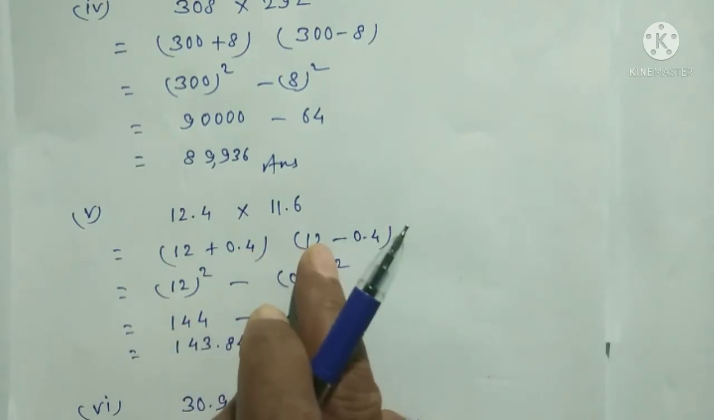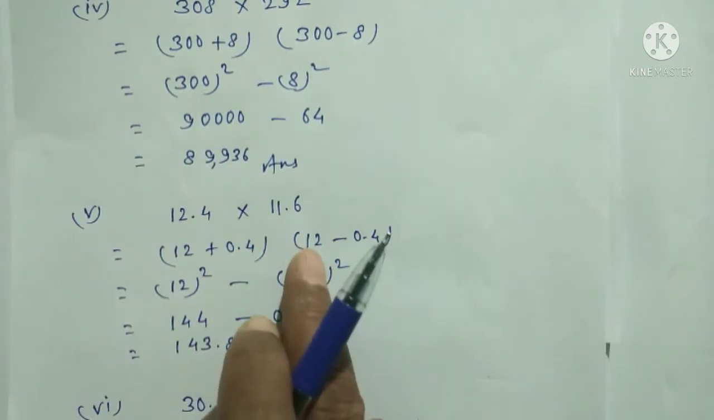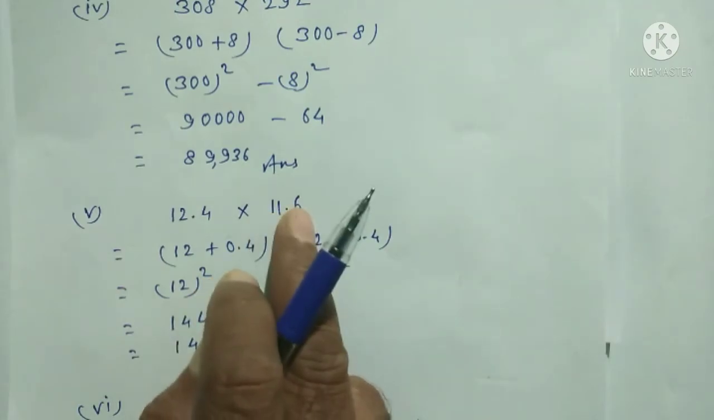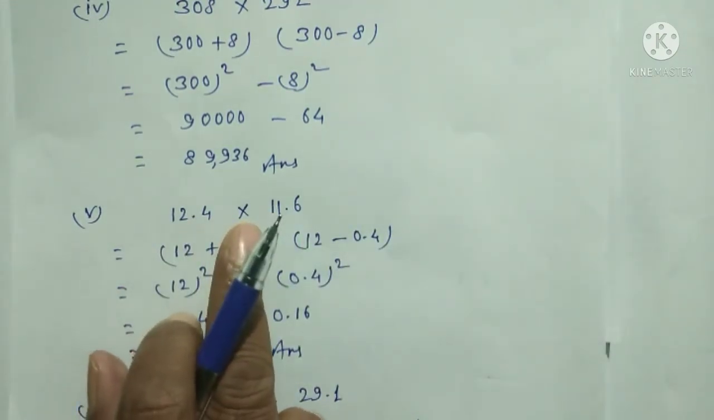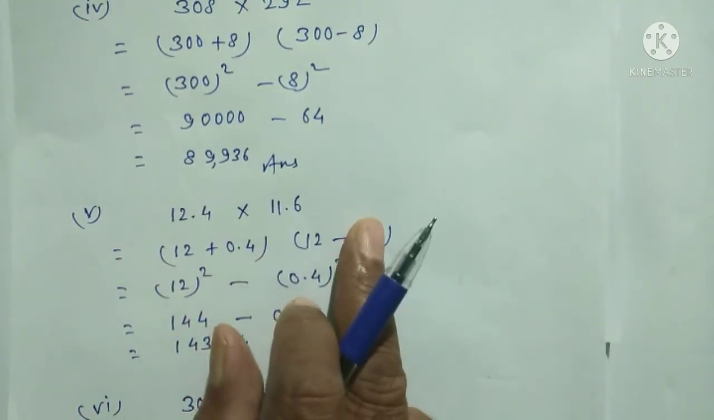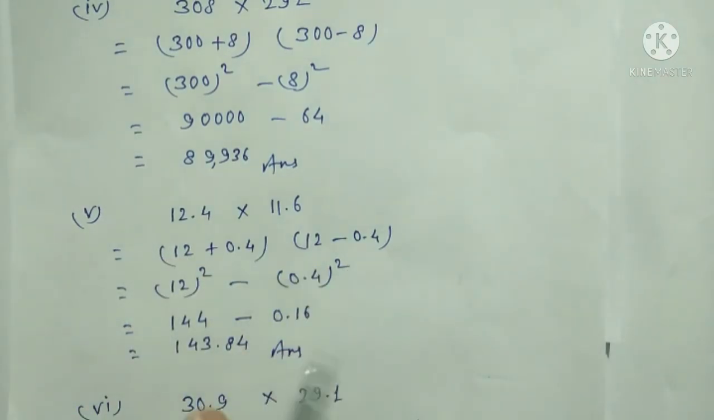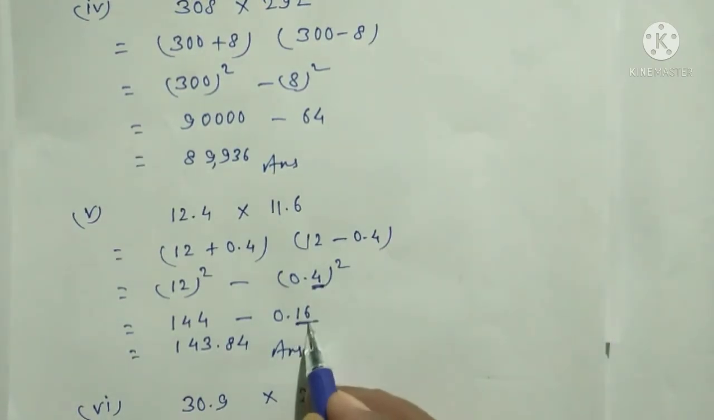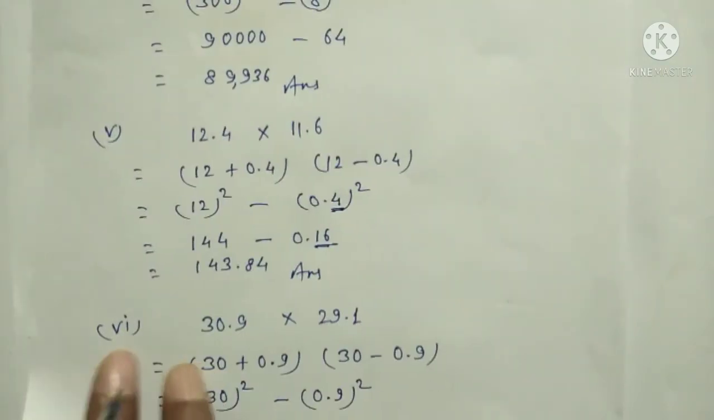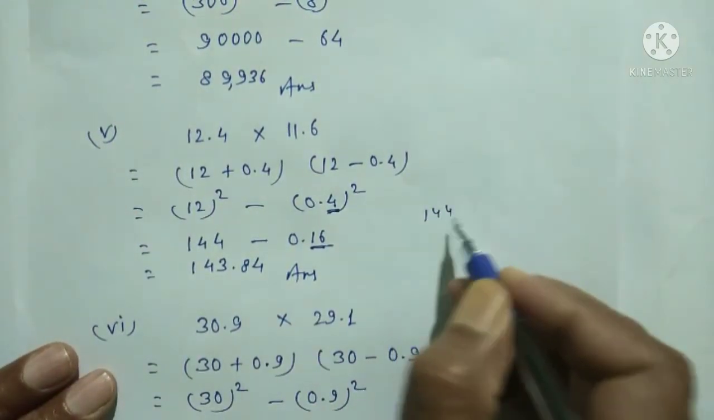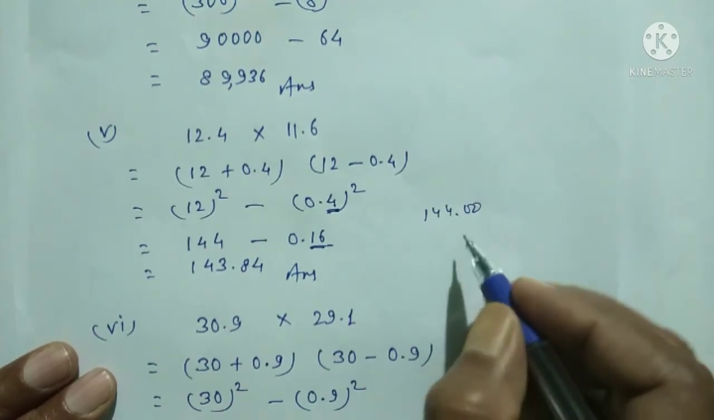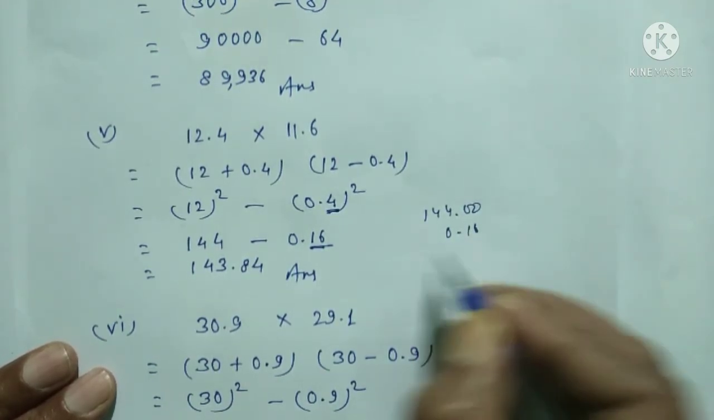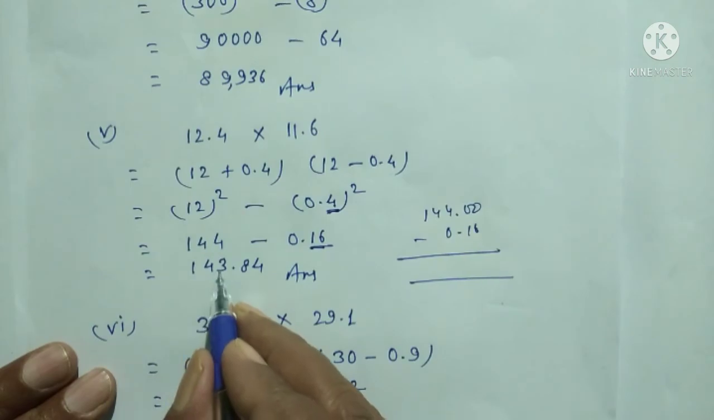Next, 12.4 into 11.6. That means 12 plus 0.4, and it will be 12 minus 0.4, which is 11.6. So a plus b into a minus b is a square minus b square. 12 square is 144. 0.4 square: 4 fours are 16. In the decimal part there is 1 digit, so there will be 2 digits. Now subtract: 144 means 144.00, subtract 0.16. It will be 143.84.